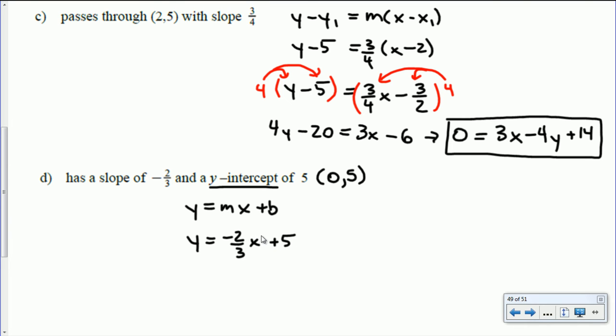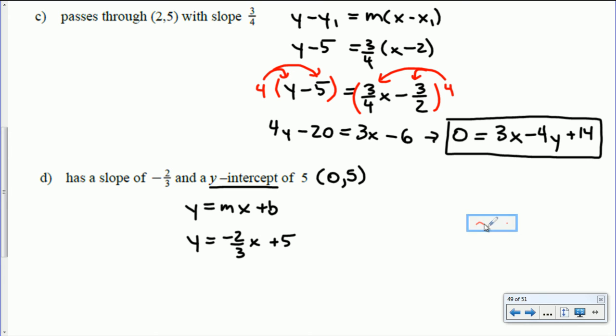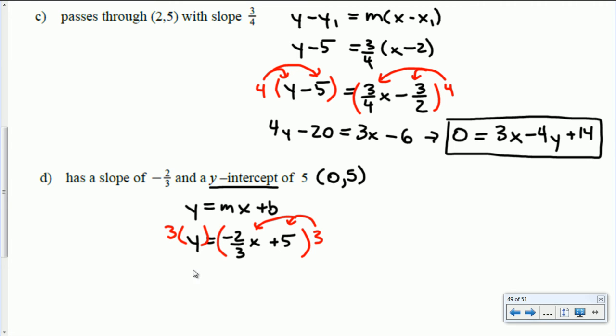And yeah, that looks great, but we need it in general form. In order to get rid of the denominator here, just multiply both sides of this equation by 3. Don't forget to distribute. So the left side of that equation will just be 3y. Right side will be negative 2x plus 15.